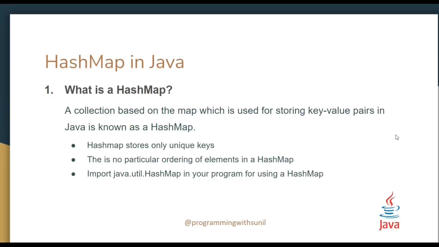And the first question, what is HashMap? As everyone knows, it is a key-value pair collection based map, and we can store the data in a key-value format. It is available in the java.util package, and HashMap stores only unique keys, and there is no particular order of elements in HashMap when you are inserting, right? So it can insert in any order. That internal working we will discuss in the next slide.